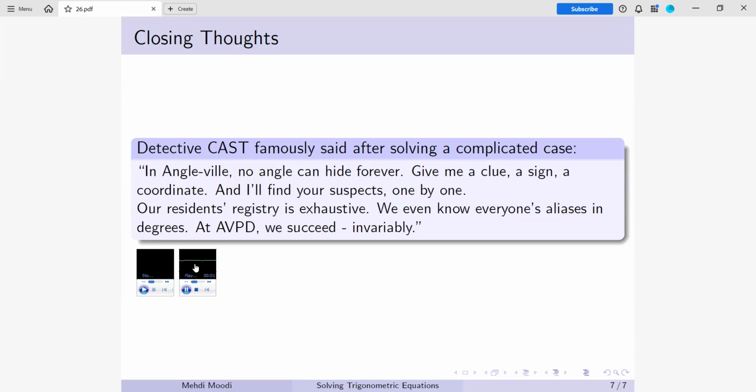Detective Cast won the Golden Protractor Award last year for outstanding service in quadrant detection. He's been cracking trig cases for decades, with nothing but inverse functions, reference angles, and a glare sharp enough to bisect a suspect. His motto? At AVPD, failure is not an option, only radians or degrees.